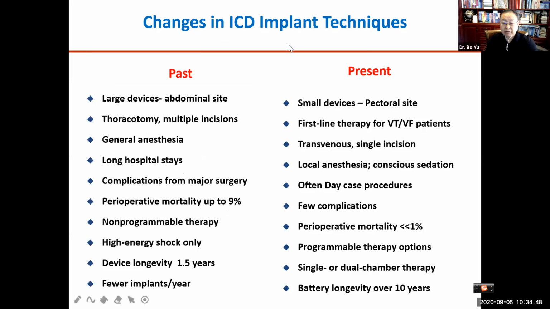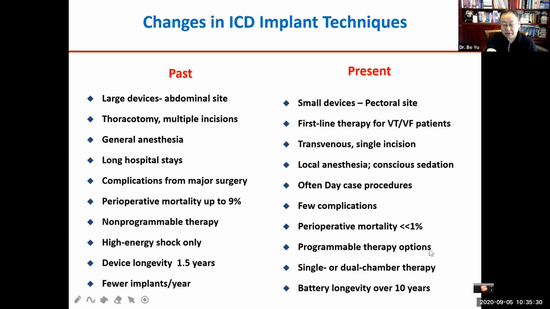So for the ICD techniques, I make conclusions for the past time and present time. In the comparison, we can see the ICD is smaller right now, and it's a first-line therapy for VT/VF. And we also use transvenous single incision and local anesthesia. Often it's a same-day case procedure, with fewer complications compared to the older days, when the perioperative mortality was up to 9%.